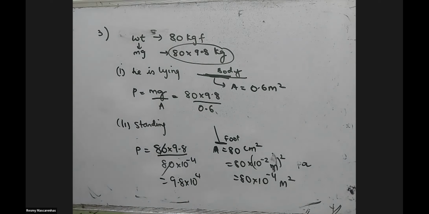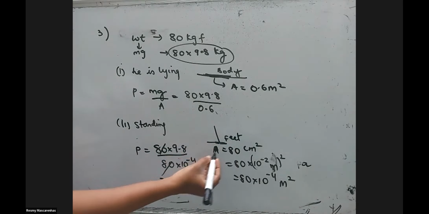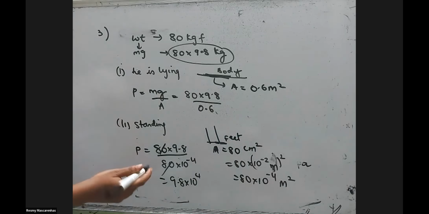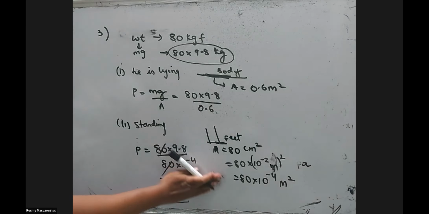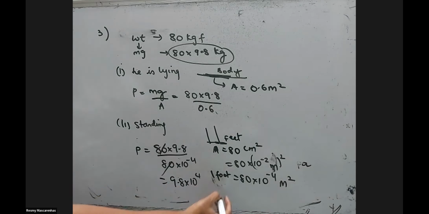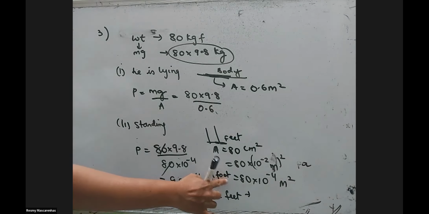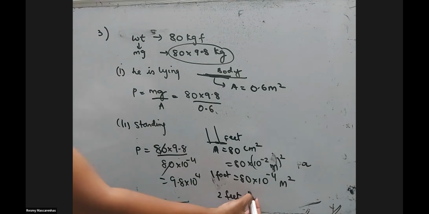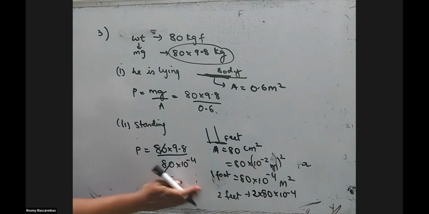One foot, sorry, wait. Standing, both will be considered. Both the legs. Here they have not mentioned standing only on one leg, so both feet will have to be considered. So this is one foot. Singular is foot; when you use both the legs, it is called feet. So 2 into 80 into 10 raised to minus 4. So use 2 here.